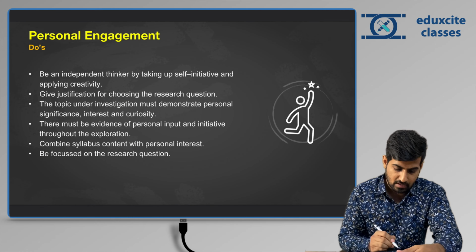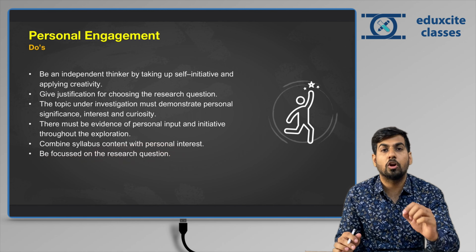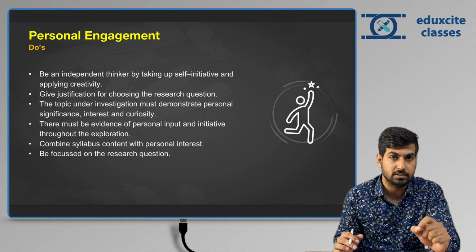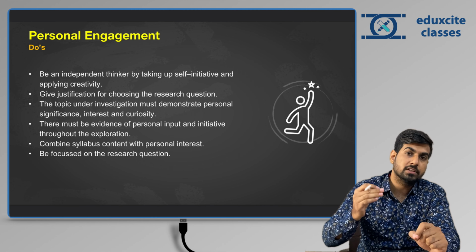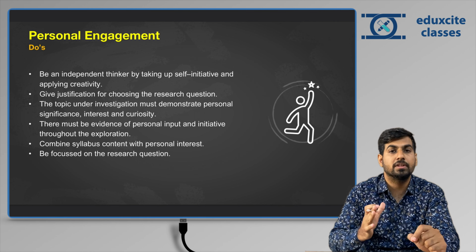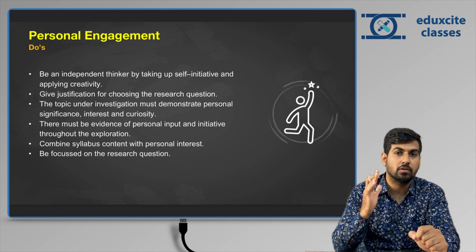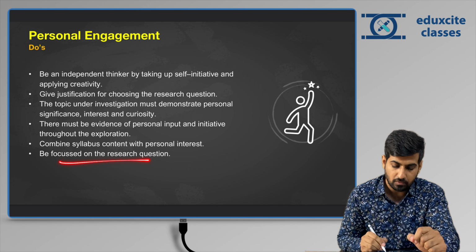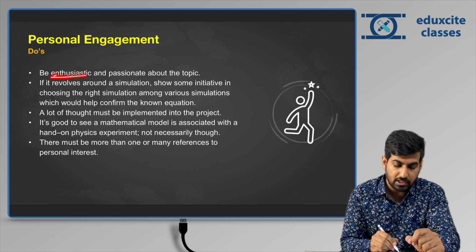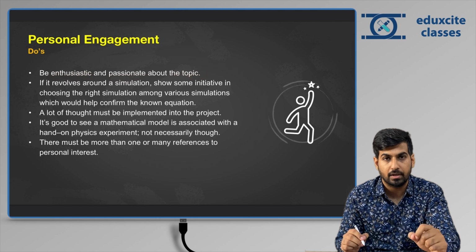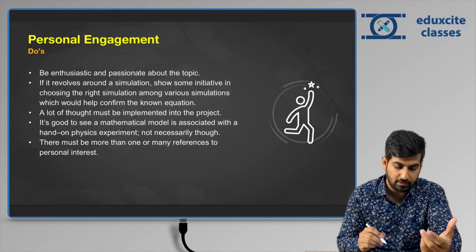Okay. Be focused on your research question. You should not deviate from your main research question. Your whole IA should be linked with what you are finding, what you are researching. So it should be focused on your research question. Be enthusiastic and passionate about the topic. It should show while writing down your investigation.